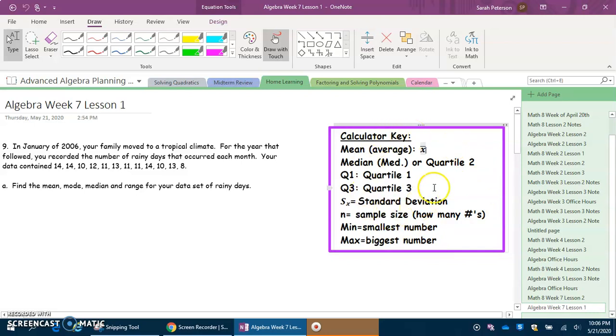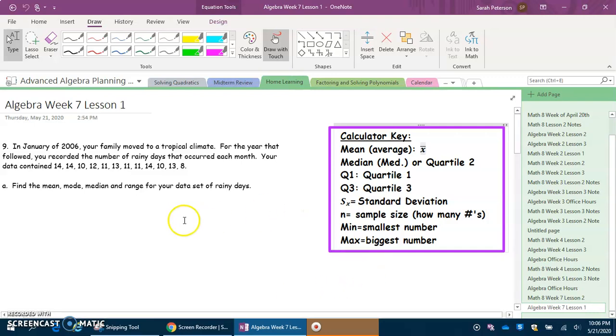So this is just a key that you have as you're working through these lessons, to make sure that you are gathering the correct numbers from your calculator. So that's just there if you need it. And I will also post a PDF of these notes into Schoology so you have that to reference at all times.